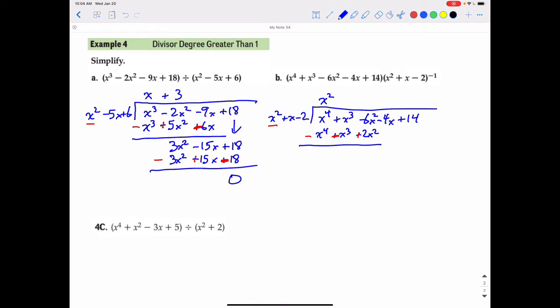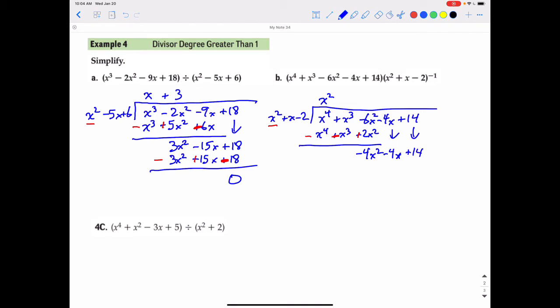So x to the fourth minus x to the fourth, well, that cancels. X to the third minus x to the third also cancels. Means that we have just negative 6x squared plus 2x squared, which is negative 4x squared. Now, since we did cancel 2 terms, we're going to bring down 2 terms. So everything else, we canceled 1 term, which was the first term. So we only brought down 1 term. Well, this time we canceled the first 2 terms, so we're going to have to bring down 2 terms. So we're going to bring down minus 4x and bring down a plus 14.